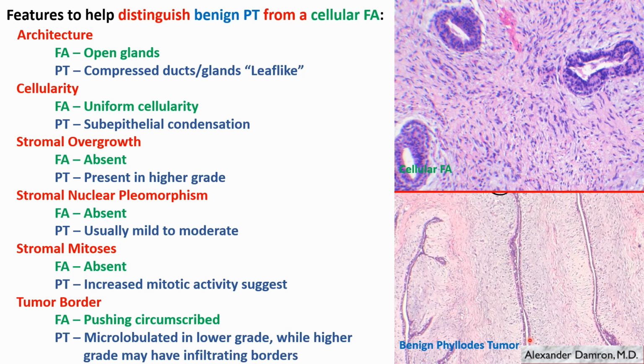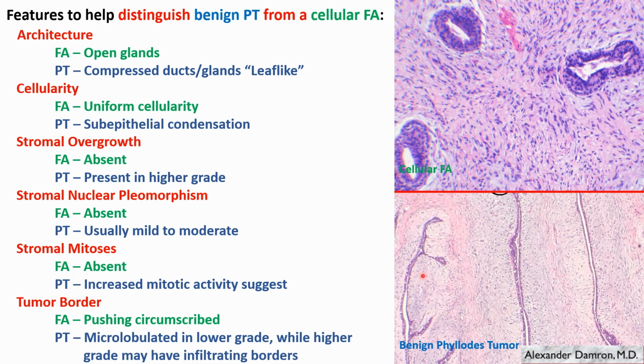Also, stromal overgrowth. Stromal overgrowth is defined as your 4x objective with no epithelial components, okay? You should never see that in a fibroadenoma. If you have stromal overgrowth, it's not a fibroadenoma, and typically those are only seen in higher grade phyllodes tumors. And in fact, that's going to be an adverse feature that we talk about later. So if you have stromal overgrowth, you're at least into phyllodes tumors.